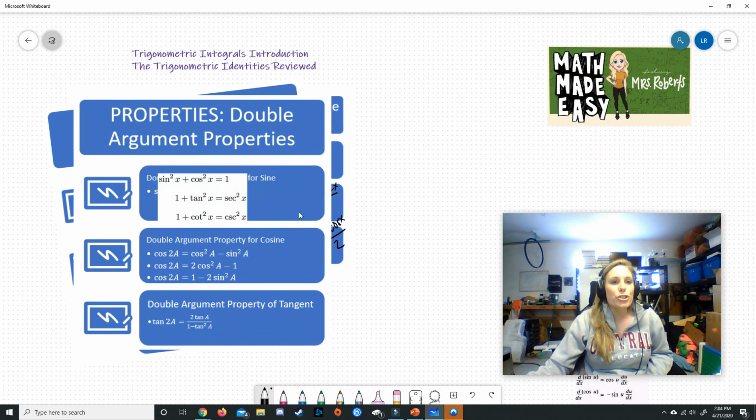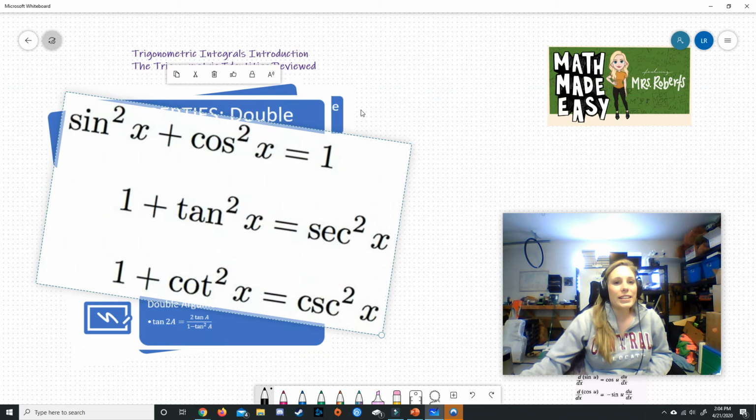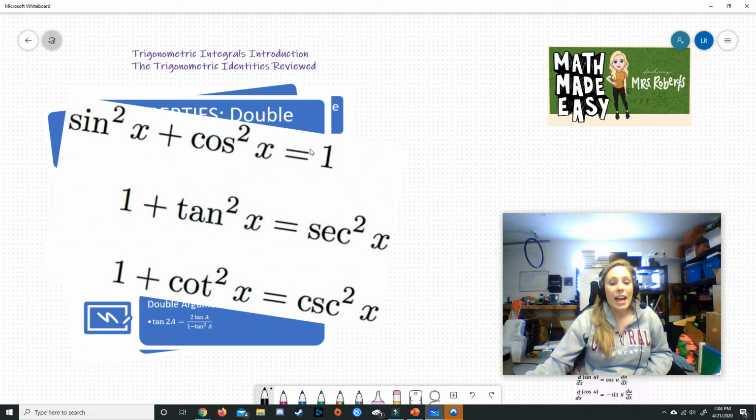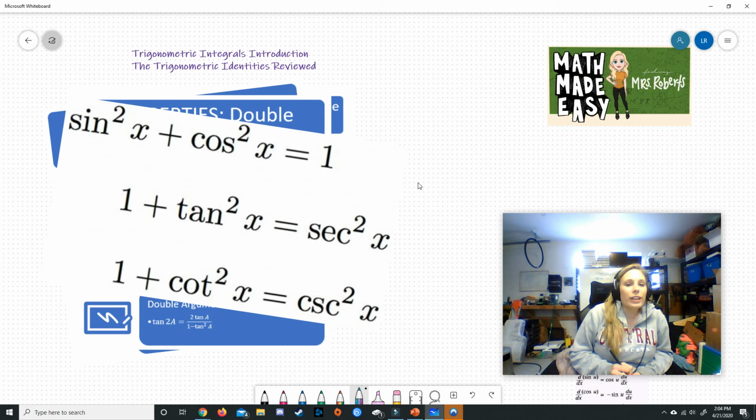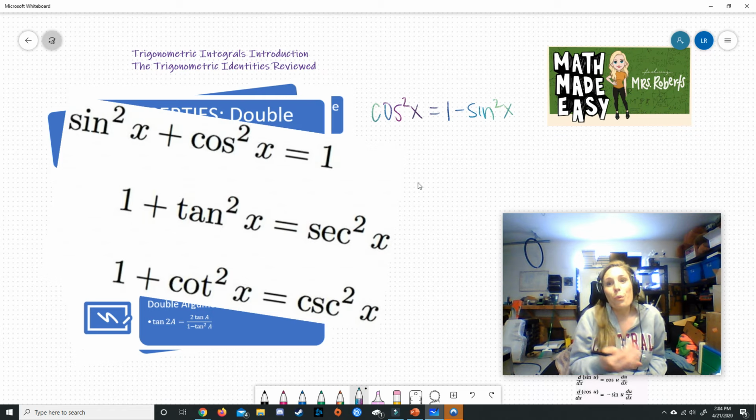And then don't forget about these beautiful creatures. We love these identities. These are our Pythagorean identities. And remember, the Pythagorean identities can be rewritten in a lot of different forms. This Pythagorean identity, sine squared of x plus cosine squared of x equals 1, is the same exact thing as cosine squared of x equals 1 minus sine squared of x. So if you have a cosine squared of x and you really want this in terms of sine, you could replace cosine squared of x with 1 minus sine squared of x, and then everything is in terms of sine, which could be very helpful.